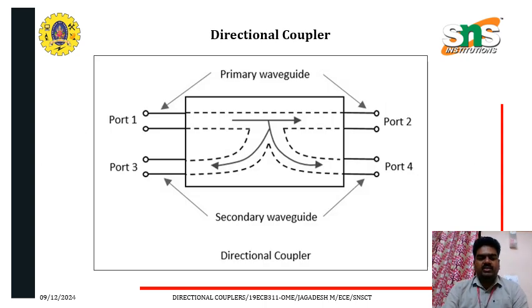You can see in this image of a directional coupler that we have port 1 and port 2, which are called the primary waveguide, and port 3 and port 4, which are called the secondary waveguide. Inside this waveguide, we can see the movement of the waves, represented by the arrow marks. There is a movement from port 1 to port 2, and separate wave movement at port 3 and port 4. This is the structure and operation of a directional coupler.